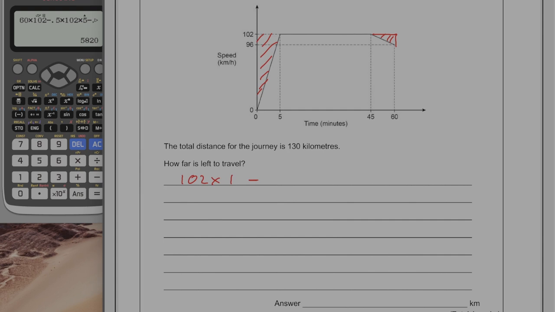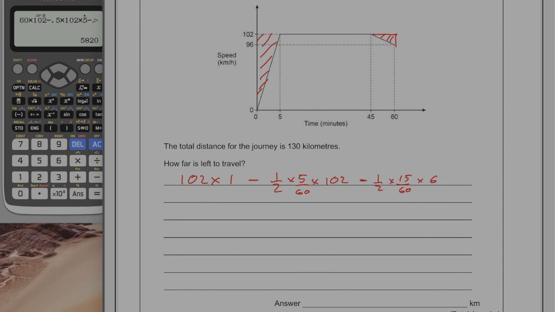So the first triangle then is going to be equal to a half of the base, which is 5 minutes, which would be 5/60ths of an hour, times by the height, which is 102, minus, this is 15 minutes, so that's going to be a half of 15/60, or a quarter, times by 6.